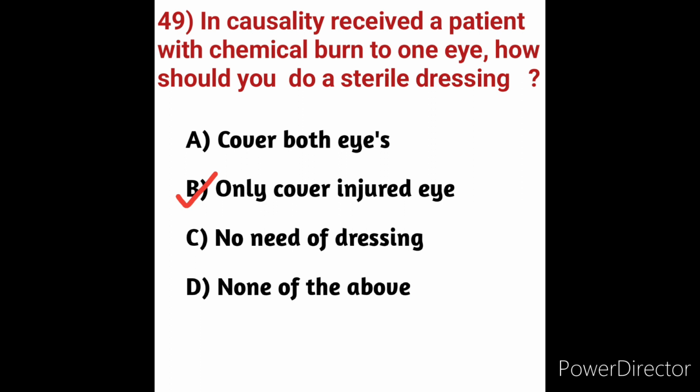A sterile bandage or damp pad dressing is to be applied only to the injured eye. Treatment can be topical antibiotics to reduce the risk of infection, and we maintain sterile technique while touching the area of the eye and during the dressing. So here, for a casualty patient with a chemical burn to one eye, the sterile dressing is applied to only the injured eye. So here option B is the correct answer.